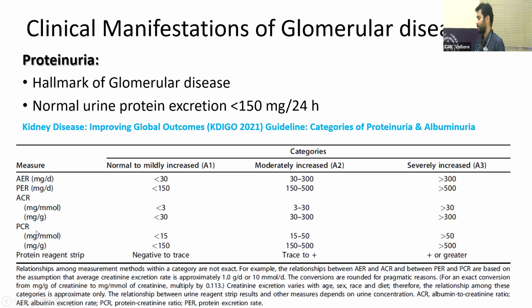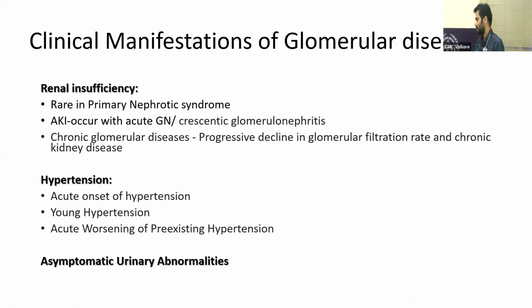Protein reagent dipstick tests can also be used to measure proteinuria, but it is a semi-quantitative method. It's not an accurate method. It can be used as a screening method, but cannot be used for quantification. The other clinical manifestation is renal insufficiency.